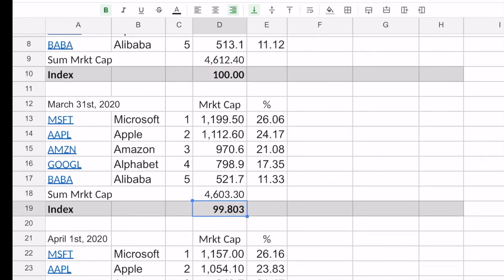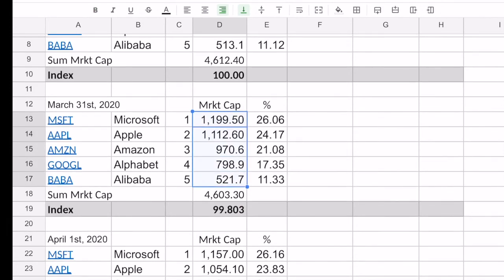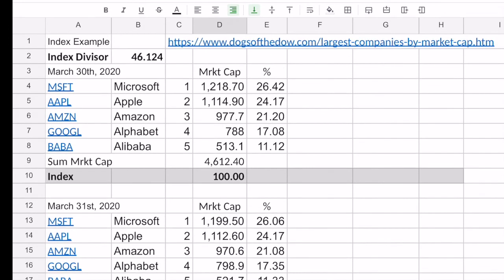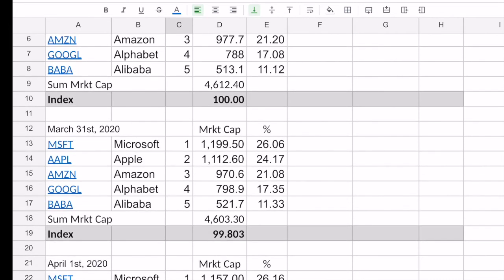So all I'm doing is simply taking in my valuations, summing them up, and dividing by an index divisor, which I have created on my own. And now these valuations, by the way, I'm getting from dogsofthedow.com based on the largest companies by market valuation. And I have done this in several days in a row.